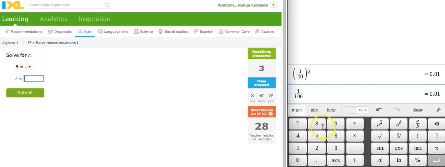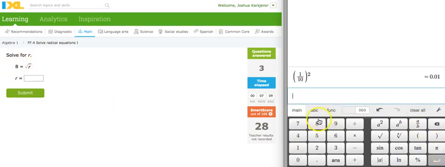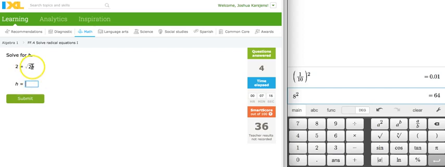Square both sides. 8 squared is indeed 64. Okay. This is pretty easy, friends. All right. Oh, a good one here.